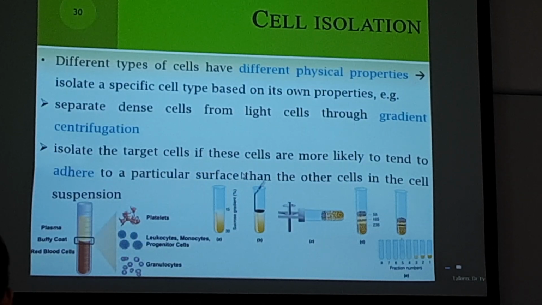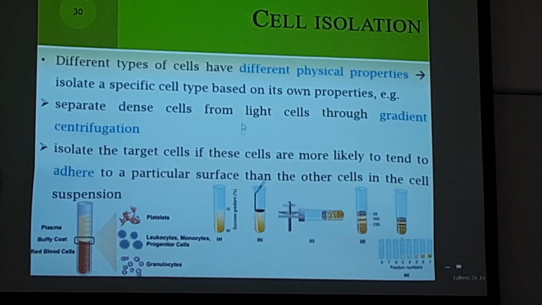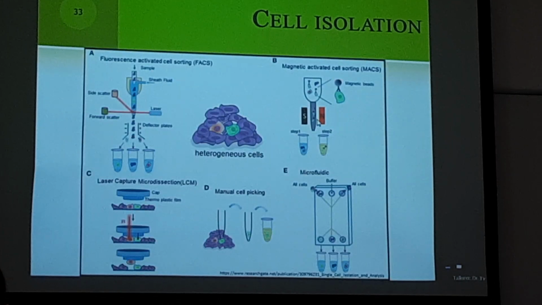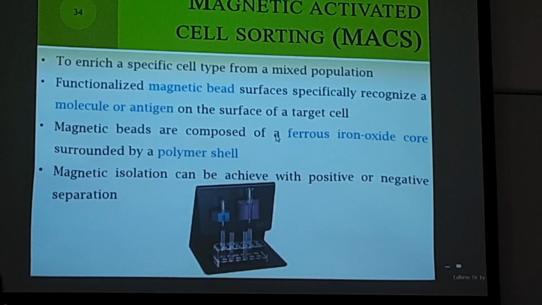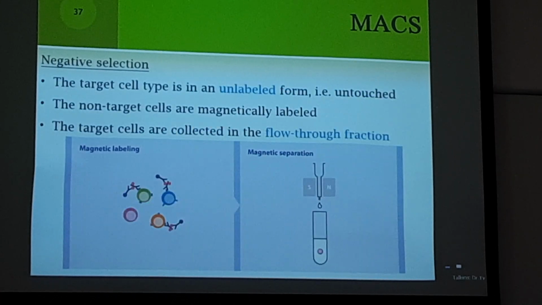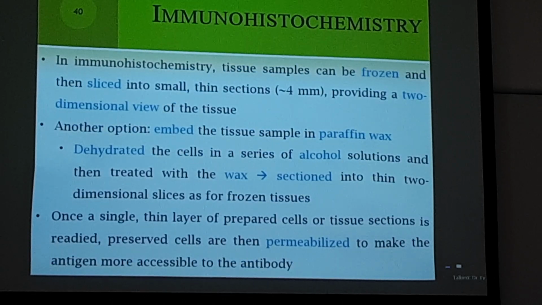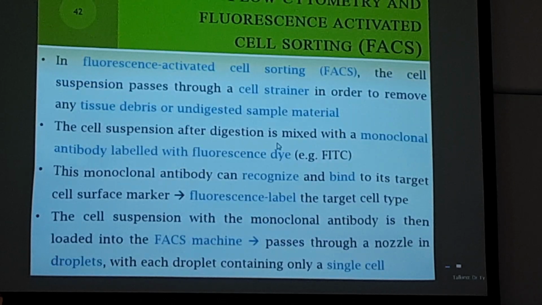Okay, so we talk about a lot here on isolating the cell by physical properties, by labeling them. So make sure you know some way about how to isolate the animal cell. Okay, adding a label to them, passing them through a machine, and then detecting them by some signaling, something like that.